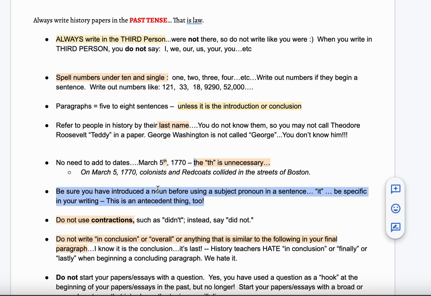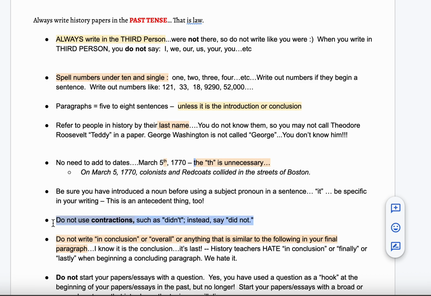Be sure that you have introduced a noun before using a subject pronoun in a sentence. For example, it. It is a subject pronoun. You have to tell me what it is before you use the word it. So, tarring and feathering was bad. It was because, or it led to. You can't just say it before you tell me what it is. It's an antecedent thing too, which I guarantee you none of you know what that means.